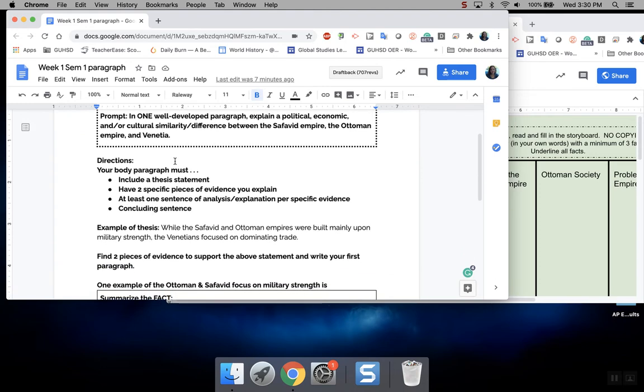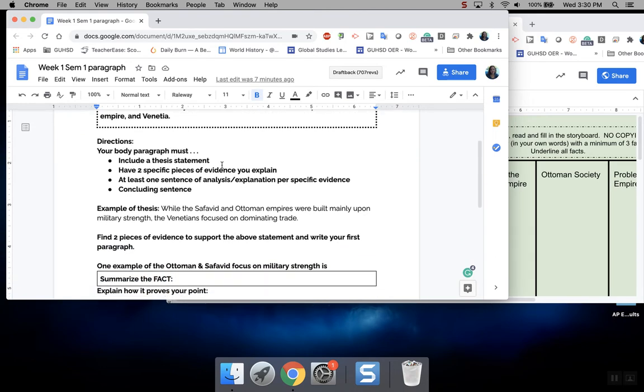So what you're going to do is you're going to have a thesis statement. That would be the first sentence of your body paragraph. And I give you an example, and I would love for you to write your own based on in what way you want to compare these three empires. You need two specific pieces of evidence minimum per paragraph, and I'm going to show you how to set that up. And then you need at least one sentence of analysis or explanation per piece of evidence. So that means that you'd have at least one sentence per specific piece of evidence for a total of at least 2 sentences. And then you need your concluding sentence.